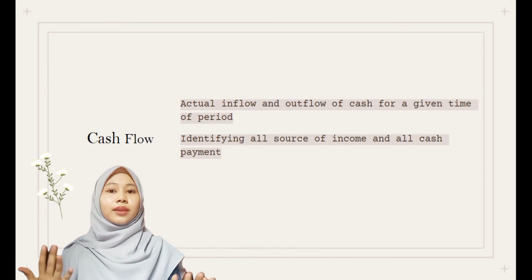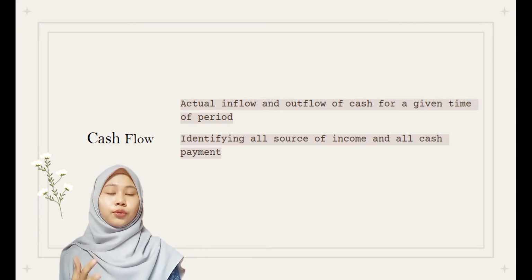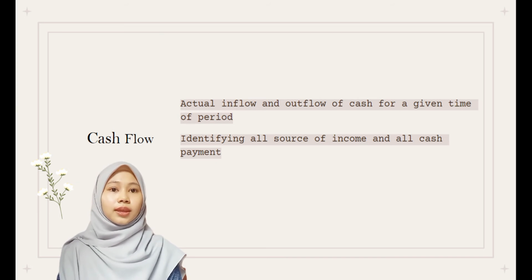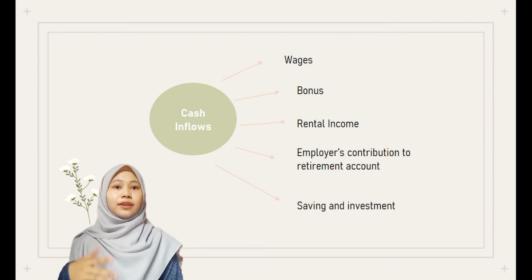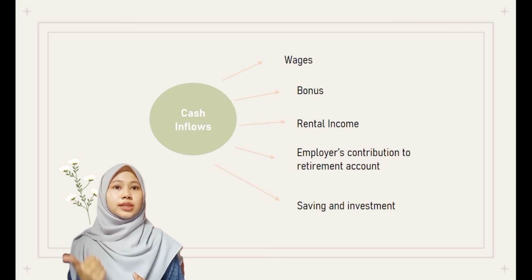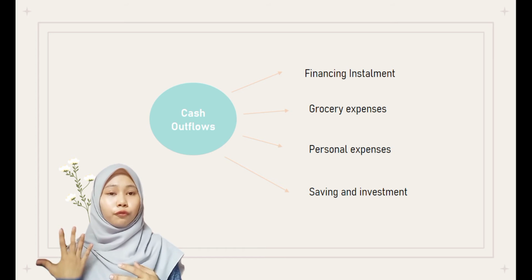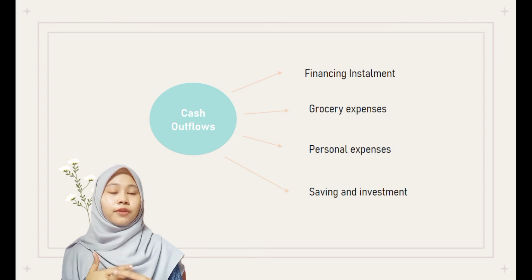So, what is cash flow? Cash flow provides a report on actual inflow and outflow of cash for a given period of time. In Islamic financial planning, we only include cash transactions that are in Sharia compliant assets or financing. If there is any cash asset or financing activity that is Sharia non-compliant, it has to be disposed of or refinanced. Cash inflows include all cash income such as wages, bonus, rental income, employees' contribution to the retirement account, saving, and investment. While cash outflows include all cash payments such as financing installment, grocery expenses, personal expenses, saving, or Islamic investment expenses.